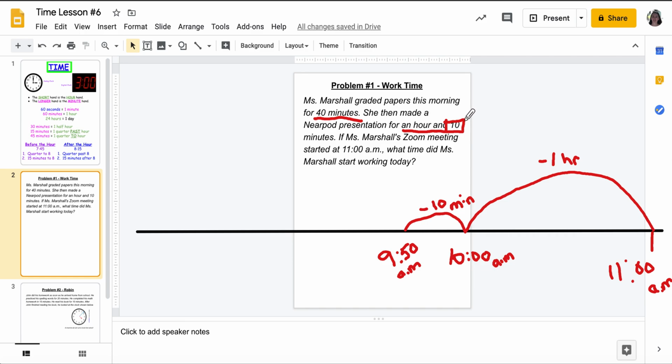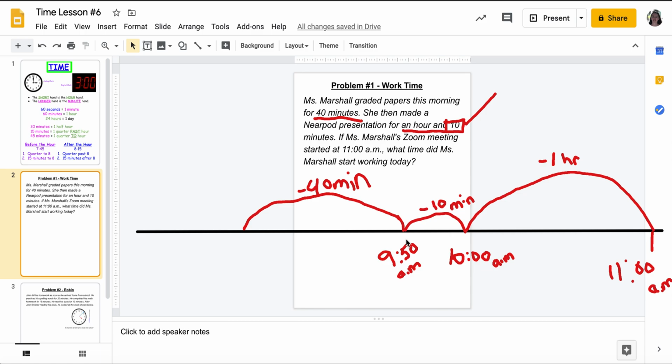Bam. So I've got my hour and 10 minutes. I went back. Now I have to go back how many more minutes? 40. So let's jump back 40. Do you think we can handle it? I think we can handle it. Let's jump back the full 40. Woo, big jump. So that's bigger than the 10 minutes. Let's go back the full 40 minutes. All right. So what is 40 minutes before 9:50?